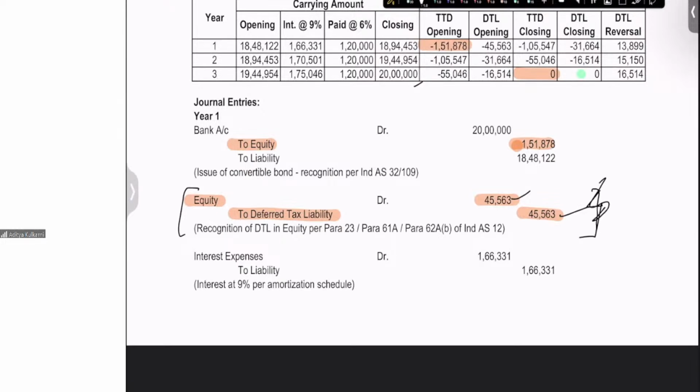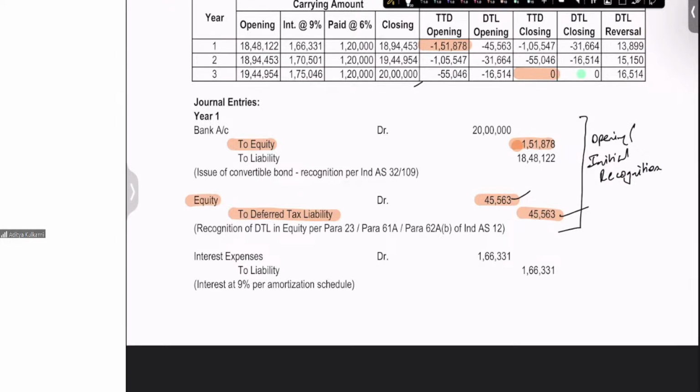I hope you have downloaded these sheets, by the by. These are very important sheets. Okay, so this is opening, or what we call the initial recognition. All right. Now let us move on to the next part.